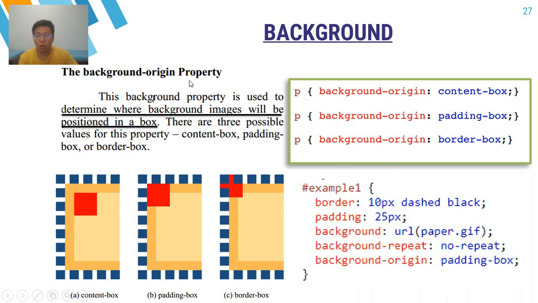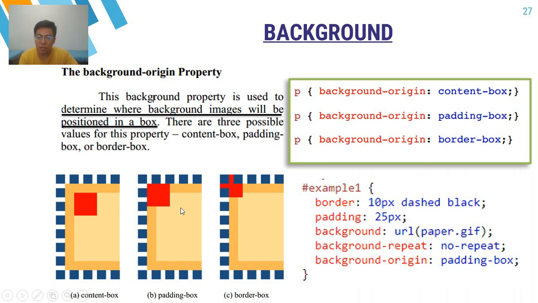Next, we have the background-origin property. The background-origin property is used to determine where the background images will be positioned in the box. There are three possible values for this property. We have content-box, padding-box, or border-box. So let's take a look at the example here. We have ID example1, border of 10px black, padding of 25px, background paper.gif, and background-repeat no-repeat. So here on this particular example, we use the background-origin padding-box. So using the padding-box, it will have an output similar to this one.